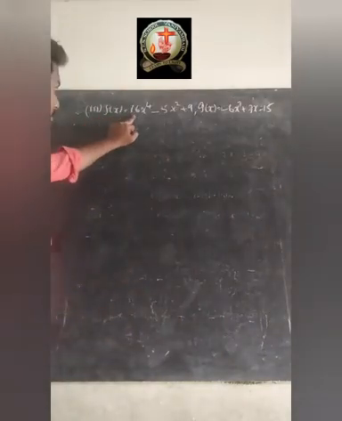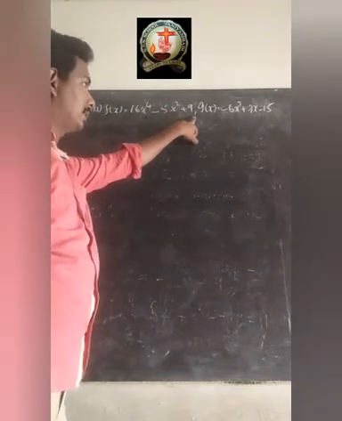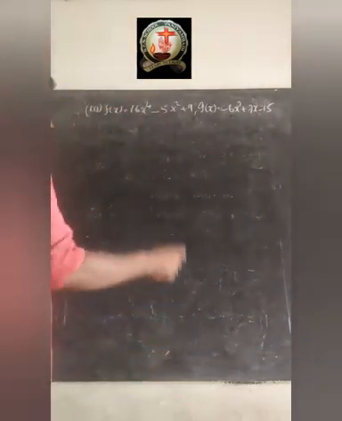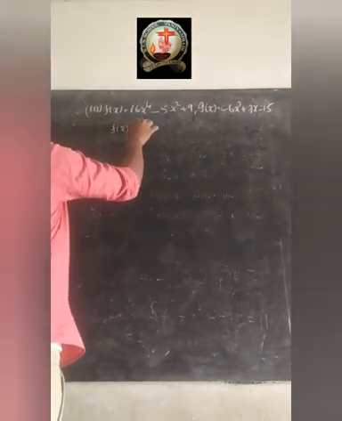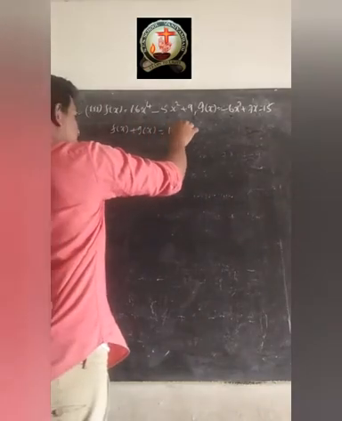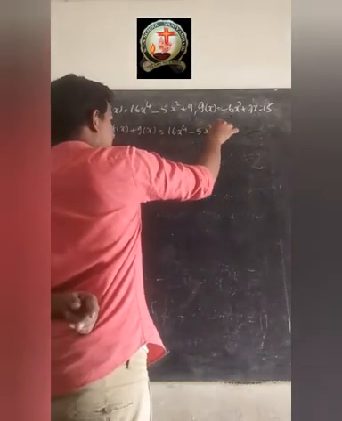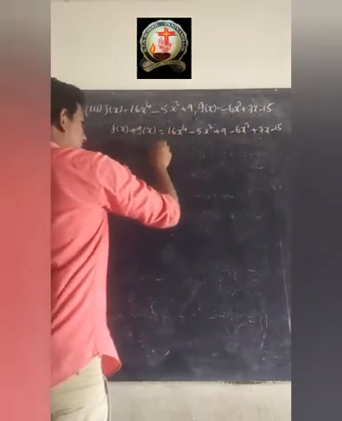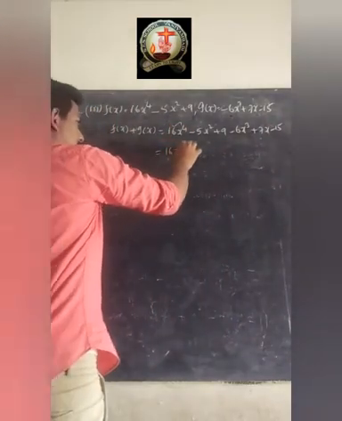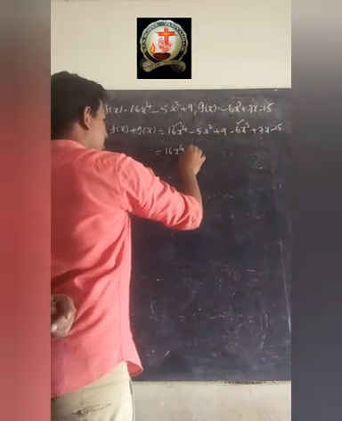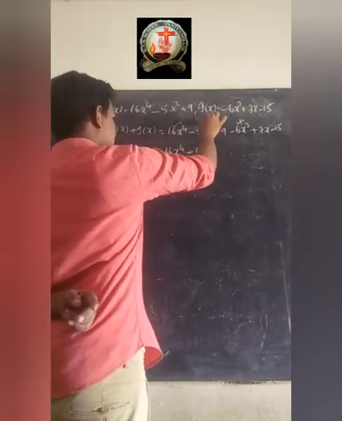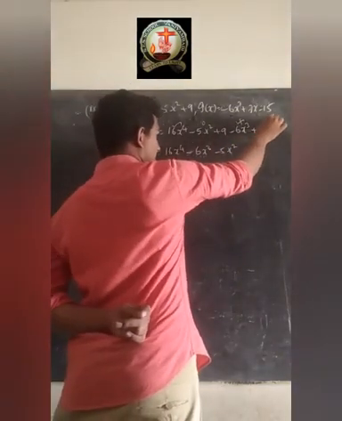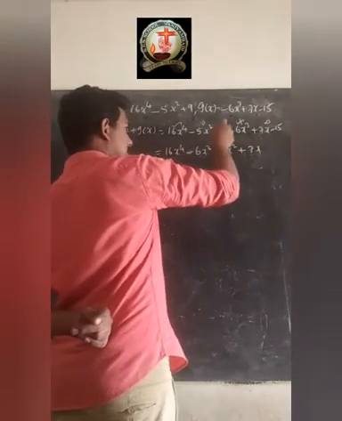Next, f of x is equal to 16x power 4 minus 5x square plus 9. G of x is equal to minus 6x power 3 plus 7x minus 15. We have to add now. So, f of x plus g of x equals 16x power 4 minus 5x square plus 9 minus 6x cube plus 7x minus 15. So, first highest power is power 4. Next highest power is power 3, minus 6x power 3. Next highest power is minus 5x square. Next plus 7x. Next constants.